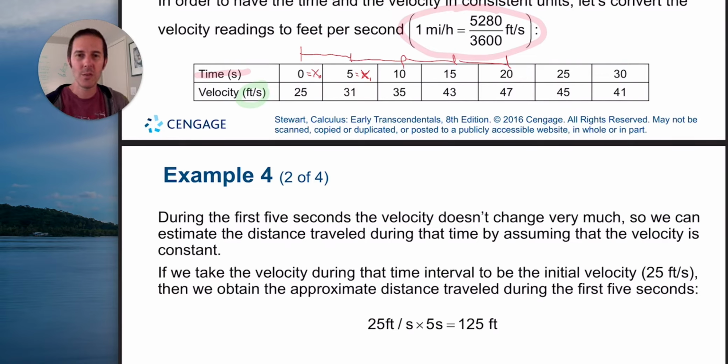We've used this as a left approximation, right? We've used the left-hand edge of that rectangle. We're using the y value that goes along with x sub 0. And that y value of 25, we're using that as the height of the rectangle. And that's on the left-hand side of this rectangle.